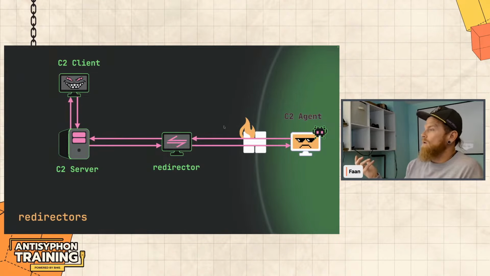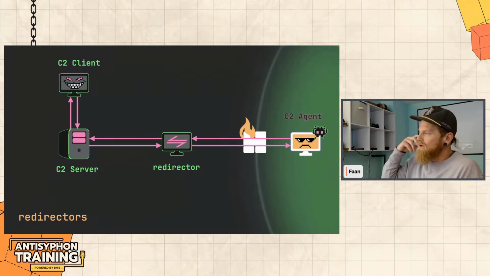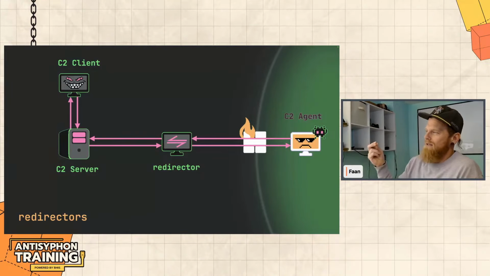Now, in case they get caught, it's much easier to create a new redirector. It's much cheaper, more disposable than it is to create a whole new server. So essentially, in this case, it's just an insurance policy. In case I get caught, the costs are less severe.